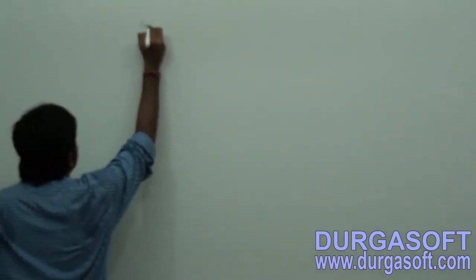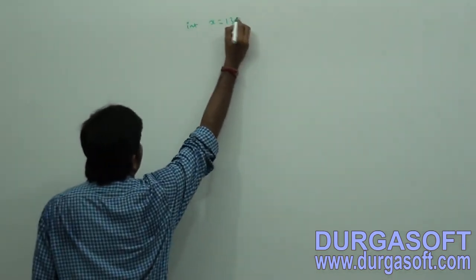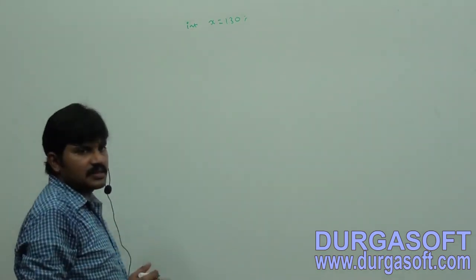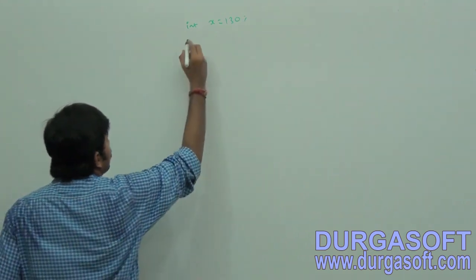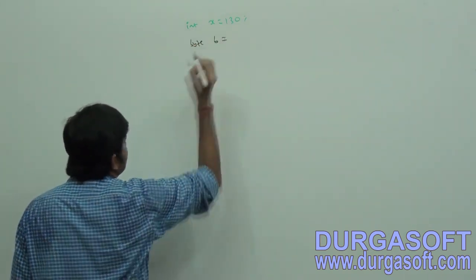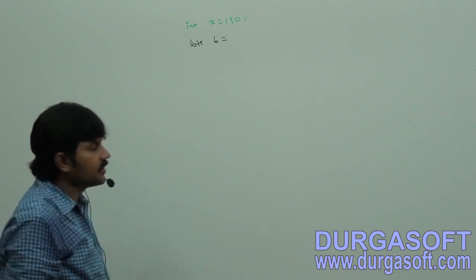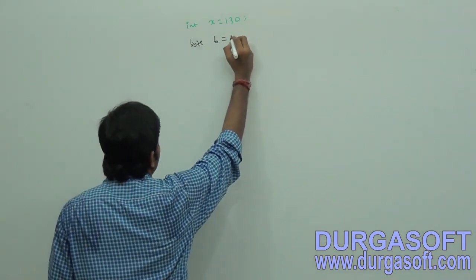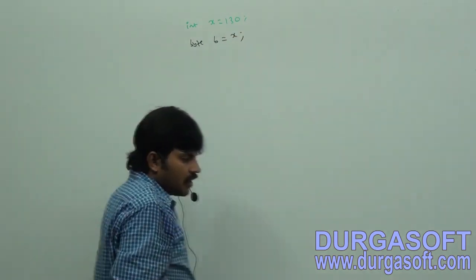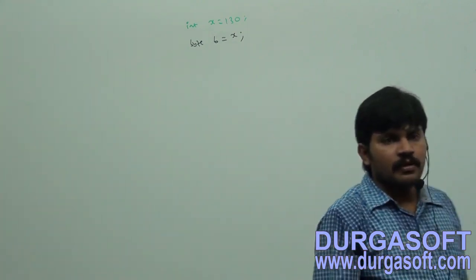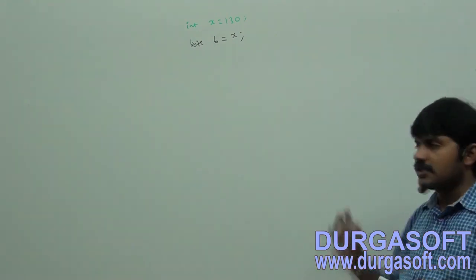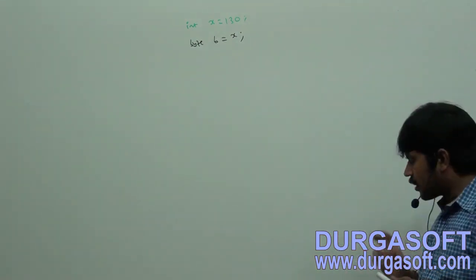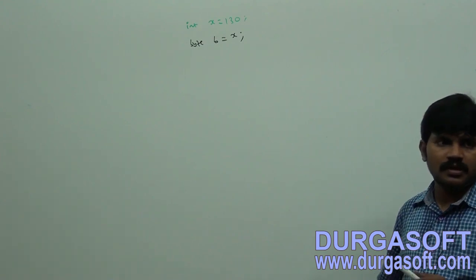Here, observe this point well. Here I am taking int x = 130. Now I am taking byte b = x. I will ask the compiler, can you please compile this code? Byte b = x. Immediately the compiler will tell, Durga, I can't compile.